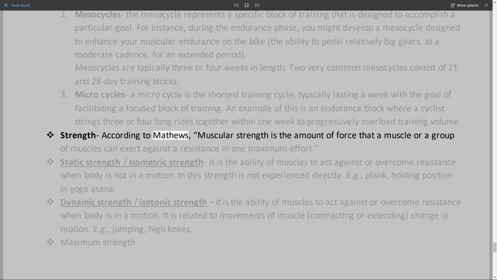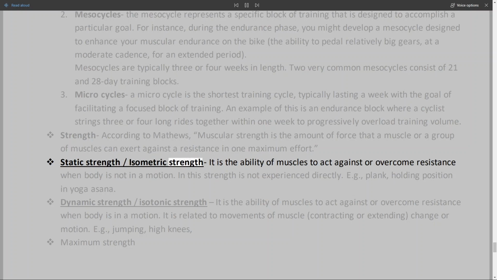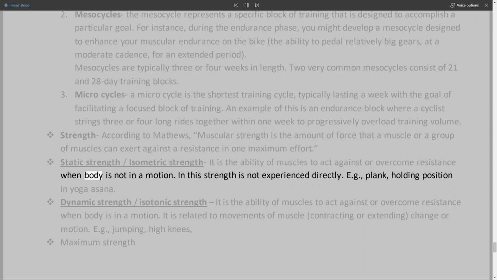Strength. According to Matthews, muscular strength is the amount of force that a muscle or a group of muscles can exert against a resistance in one maximum effort. Static strength/isometric strength. It is the ability of muscles to act against or overcome resistance when the body is not in motion. In this, strength is not experienced directly. E.g., plank, holding a position in a yoga asana.